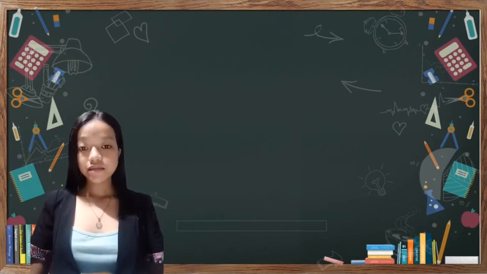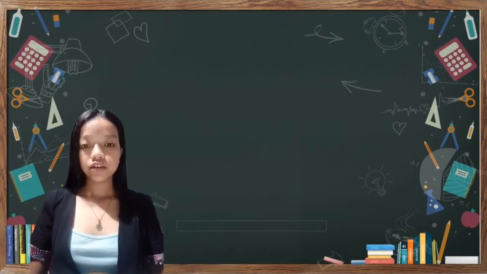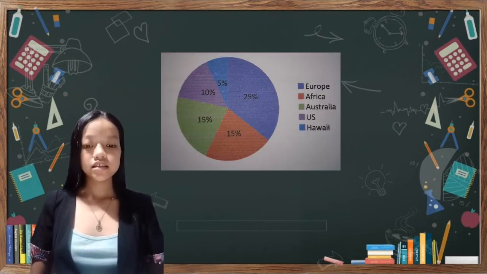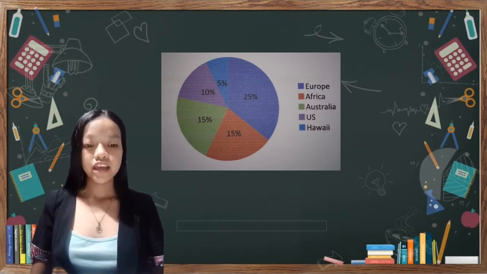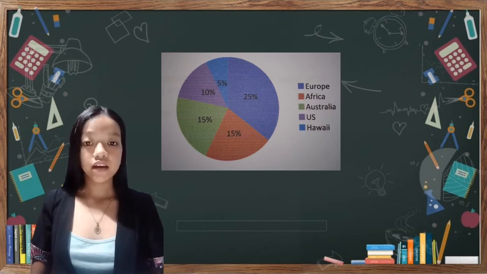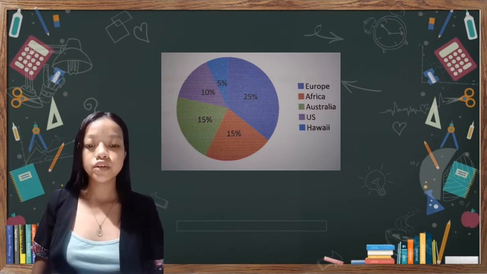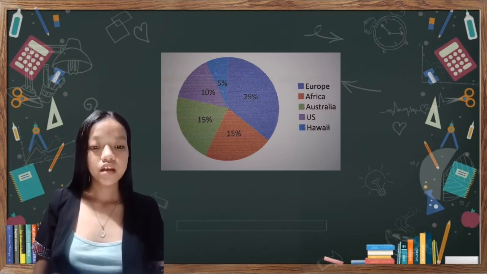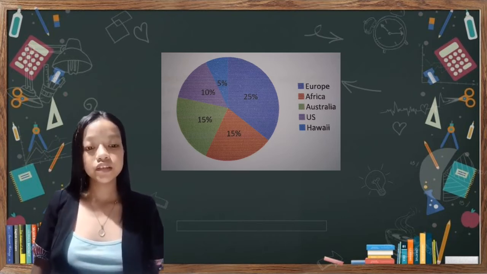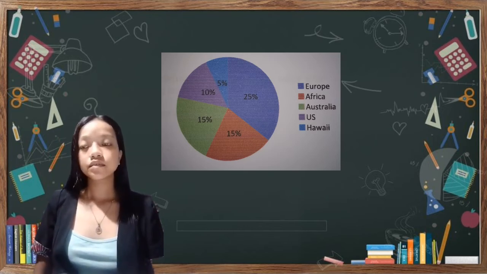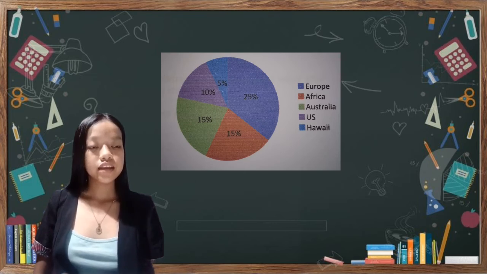Okay, class, I have a question about your group activities. What continent has the largest number of OFWs? Okay, it's Europe because it's 25%. What percent of OFWs are working in Africa? Okay, very good, 15%. Whose parents are working abroad? Anyone? Okay.